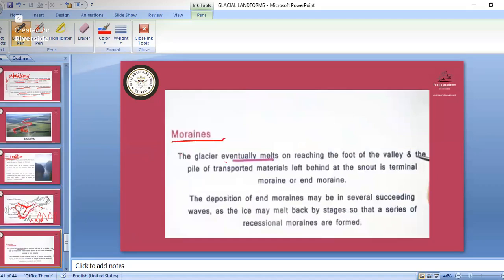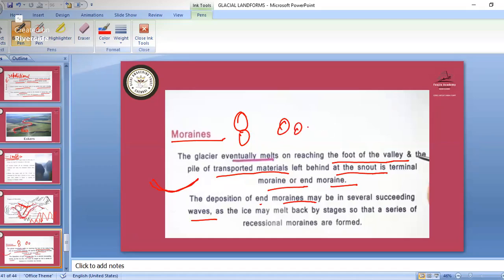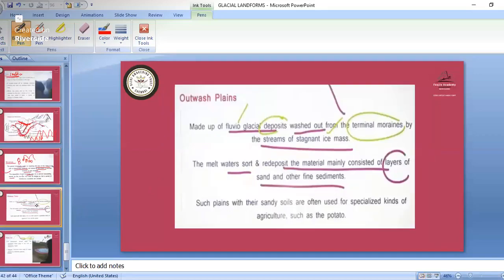Then we have the moraines. The glacier eventually melts on reaching the foot of the valley, and the pile of transported materials, the big boulders type that we have studied, left behind at the snout is the terminal moraine or end moraine. That is, what is left over at the end. The deposition of end moraines may occur in several succeeding waves. So all the deposited materials of the big boulder type at the base will be known as the moraines.